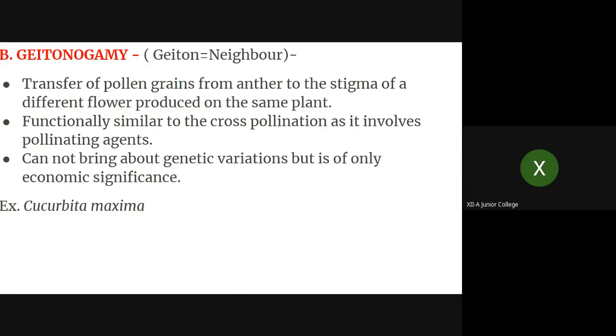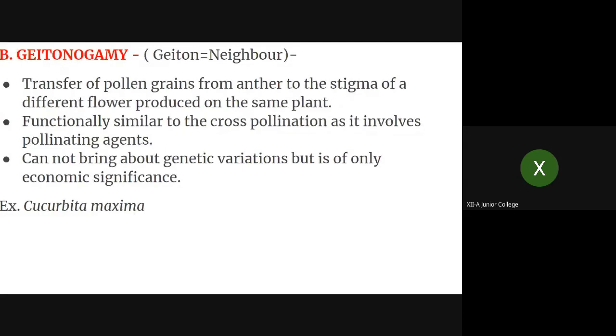So that's why it is functionally similar to cross pollination, but genetically it is not similar to cross pollination, but it is similar to that of self pollination. So that's why it is kept as a separate type of pollination, that is geitonogamy.